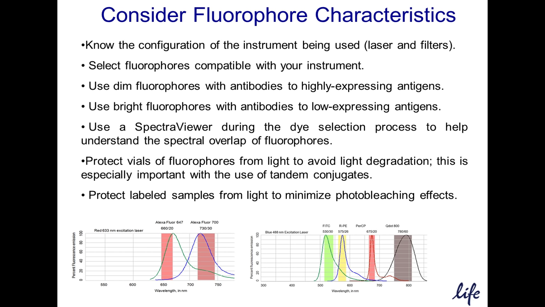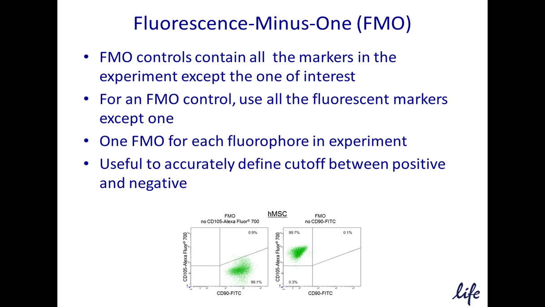Of course, know the configuration of the instrument being used and select fluorophores that are compatible with the instrument. Use dim fluorophores when the antibodies are highly expressing antigens. Use bright fluorophores with antibodies to low expressing antigens. Use a spectra viewer to help define the dye selection and understand the spectral overlap of fluorophores. Protect vials from light to avoid light degradation, and this is especially important with the use of tandems. And protect labeled cells from light to minimize photobleaching effects.